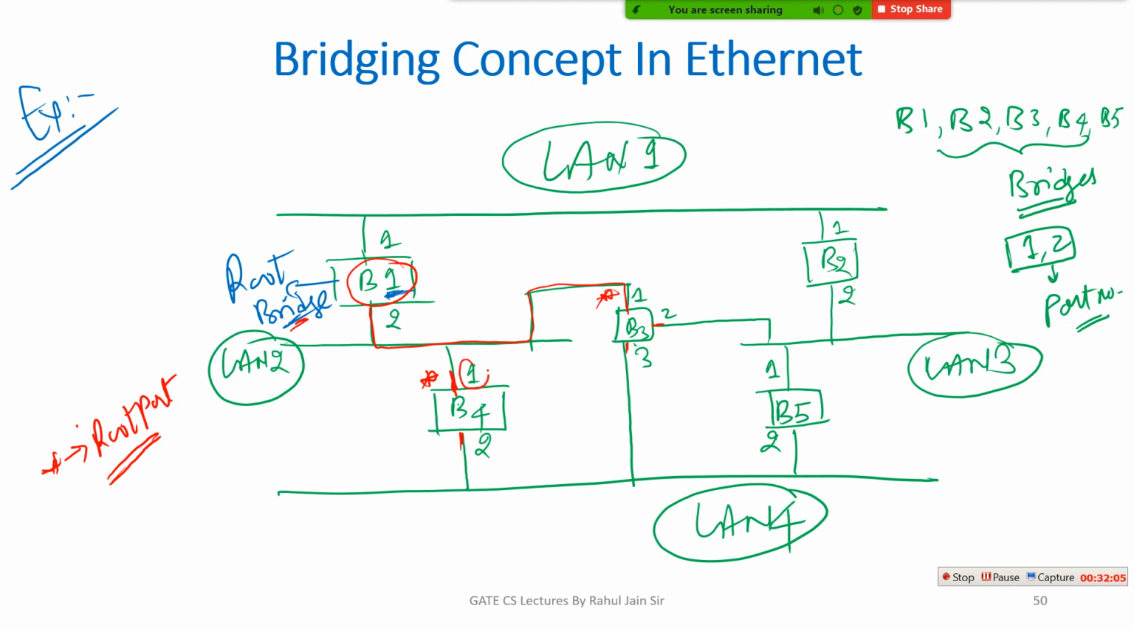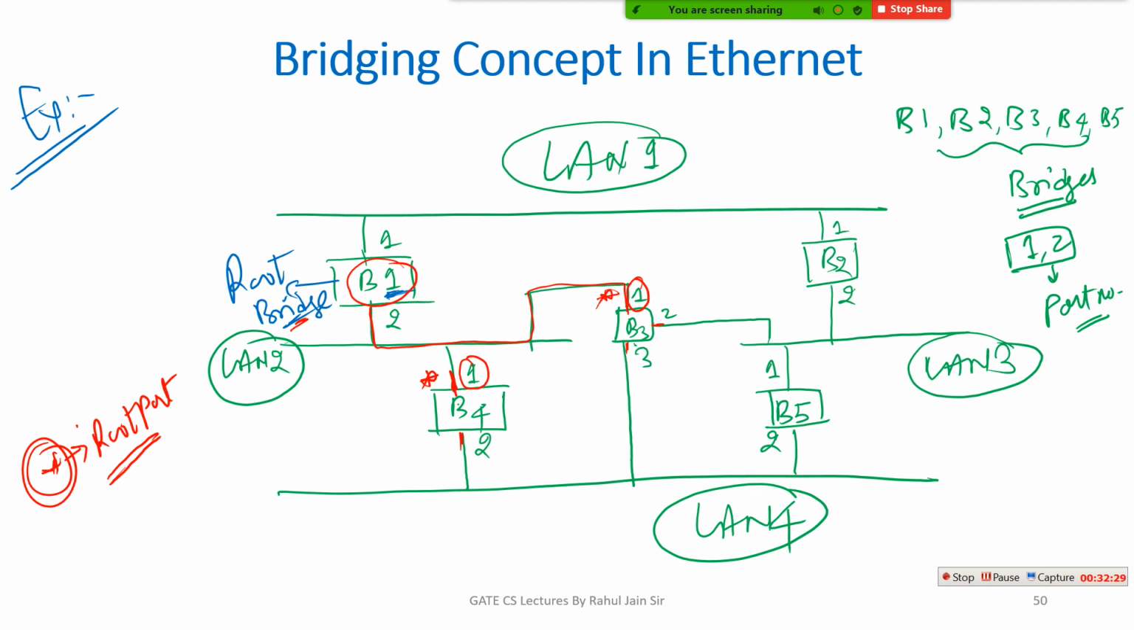So this port 1 is closest to B1. That is why it is considered a root port. I am marking this star. It is considered a root port. Is it clear? Okay, Manjit, I got it. Good. Now if I talk about B5, guys, B5.